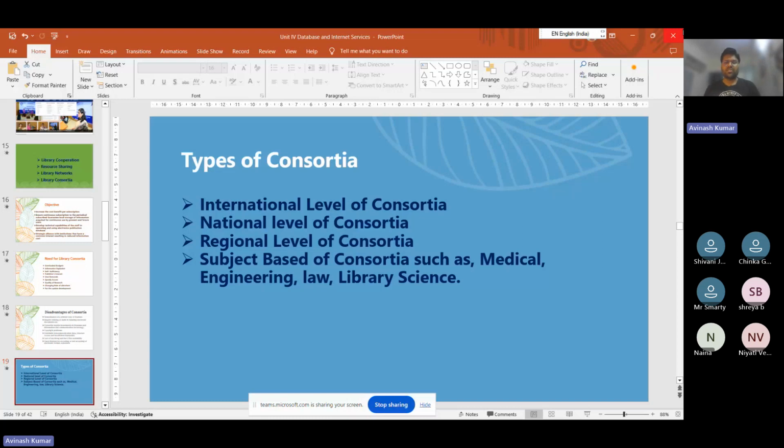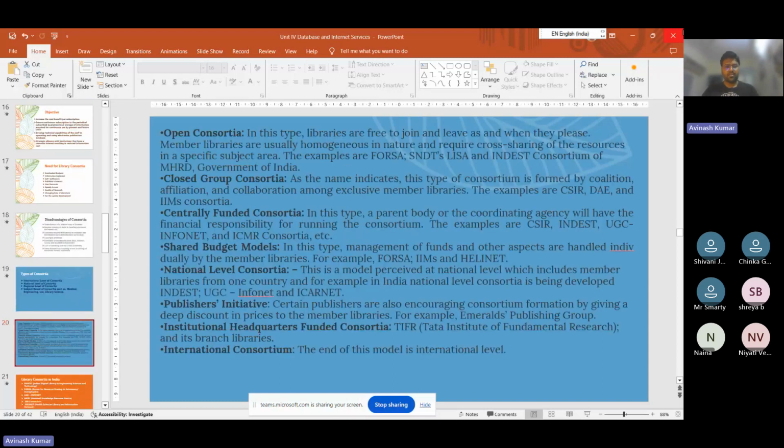So these are the types of consortia. So now we will look at the example of consortia. Okay, these are the types of which type of consortia works: open consortia, closed group consortia, centrally funded consortia, shared budget models, national level consortia, and also publisher initiative and institutional headquarters funded consortia and international.